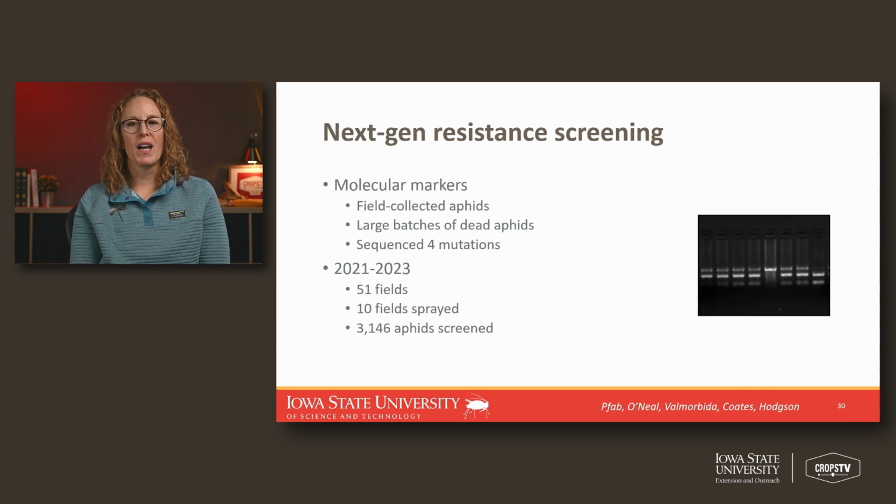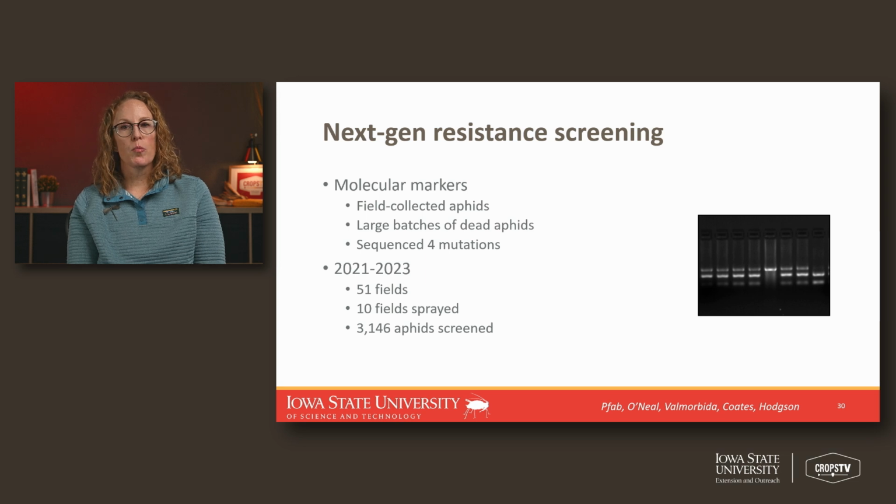At the same time, we had some very smart entomologists, including Brad Coates, who is a USDA scientist at Ames Lab, decided to work on molecular markers to hopefully speed up that process because it is fairly time consuming and it does take a lot of people power to do those glass vial bioassays. And so he worked on collecting problem aphids from problem fields, and instead he could use large batches of dead aphids and screen them through a high throughput system.